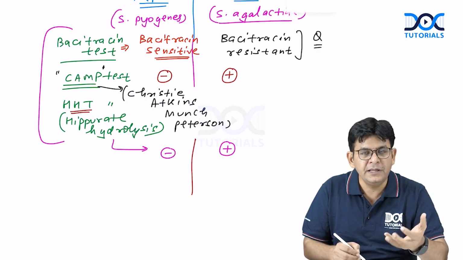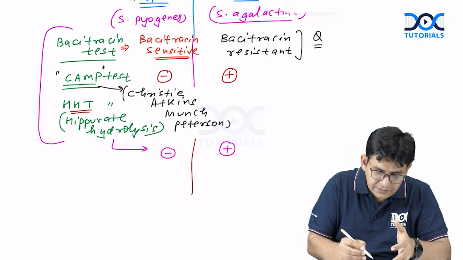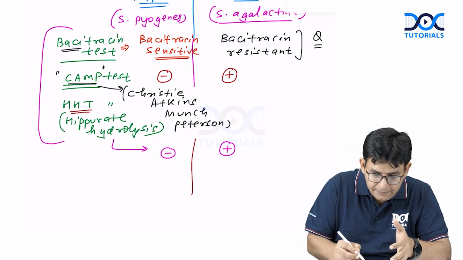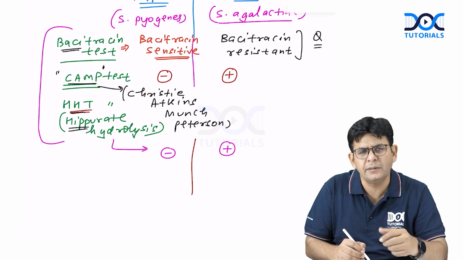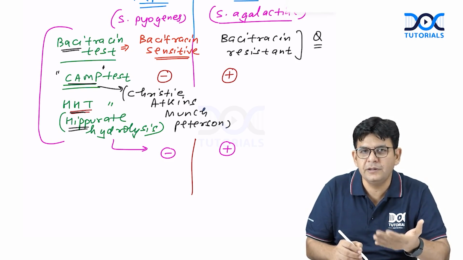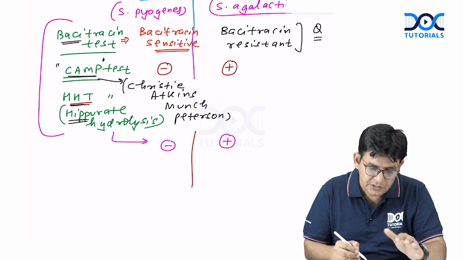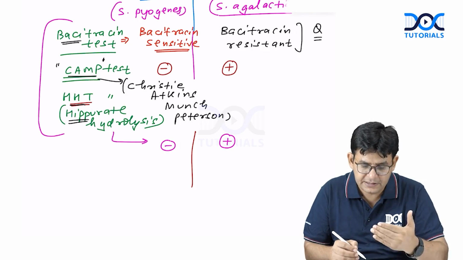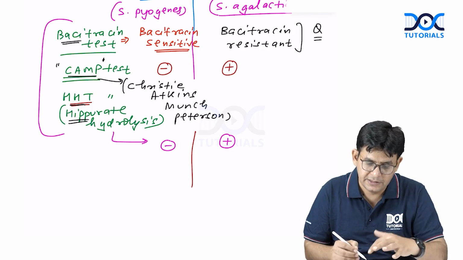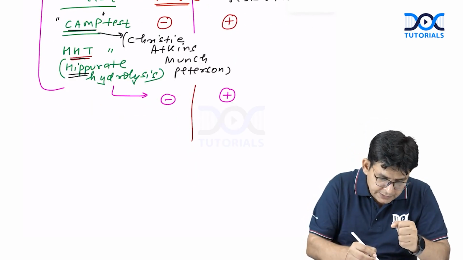And how to remember these particular test names? Remember them on the basis of this base camp of hippo. Okay, upside association. A base camp of what? Hippos. Hippos have a base camp. Fine. So that is bacitracin test, CAMP test, and Hippurate hydrolysis test. So at least something will come to your mind when you go for the exam.